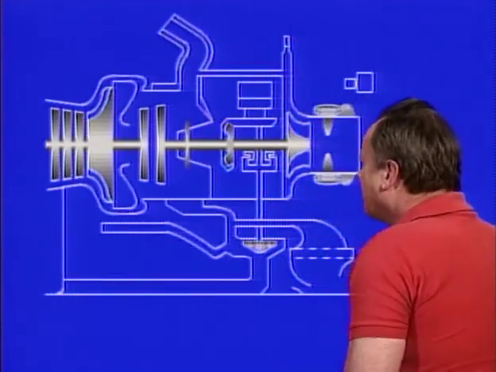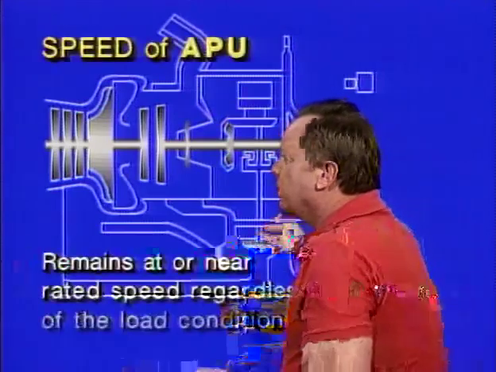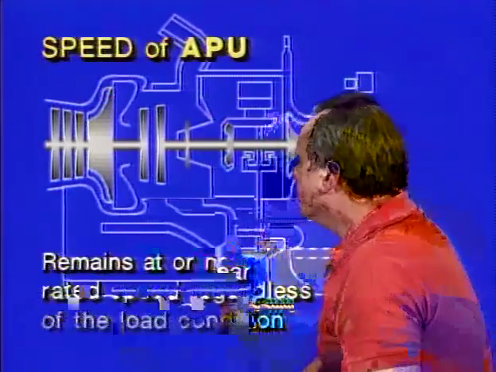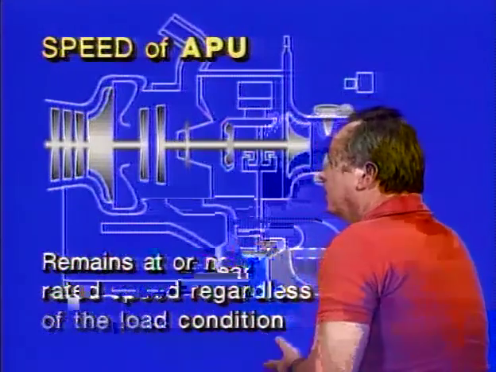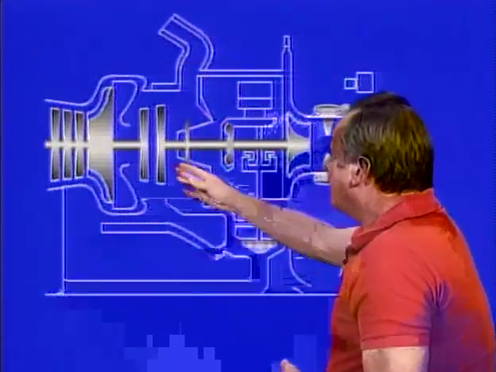Now, another thing that's important about an APU is you want the speed of the generator to be as constant as possible, so you want at least this second free gas turbine portion of the APU running at a constant speed as much as possible. So the speed of the APU when it's in operation is designed to remain at or near rated speed regardless of the load conditions. So when you put a load on it, you're going to have to compensate some way.